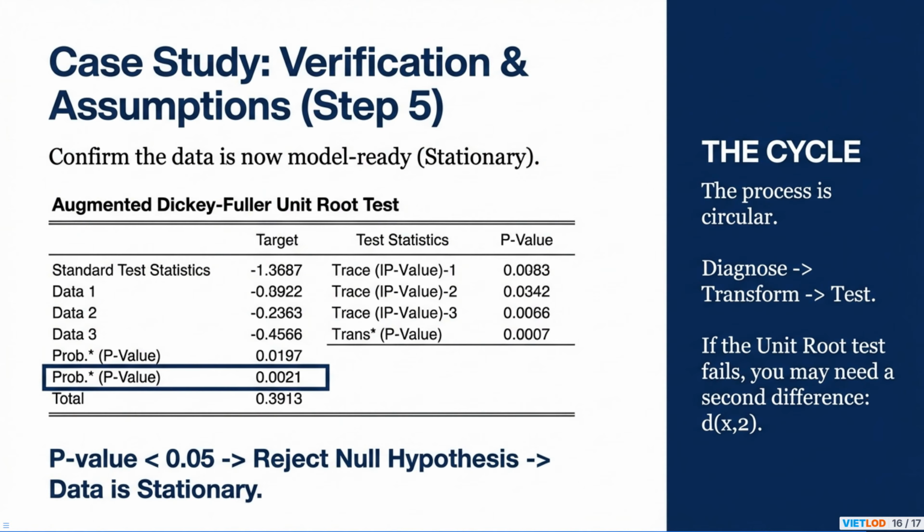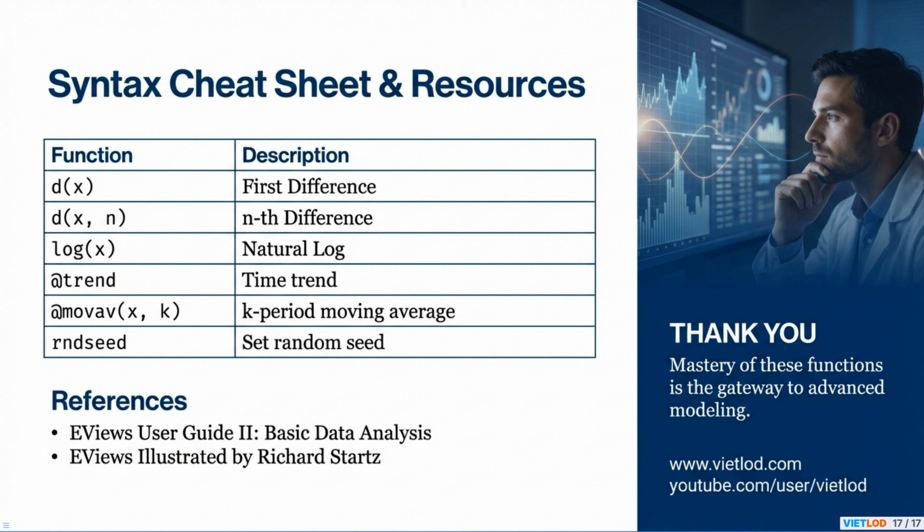The final step is to formally confirm that our transformed data is now model-ready, meaning it is stationary. We use a unit root test, such as the augmented Dickey-Fuller test. The null hypothesis of this test is that the series has a unit root. It is non-stationary. We are looking for evidence to reject this null. The key output is the p-value. A p-value less than a significance level, typically 0.05, allows us to reject the null hypothesis.